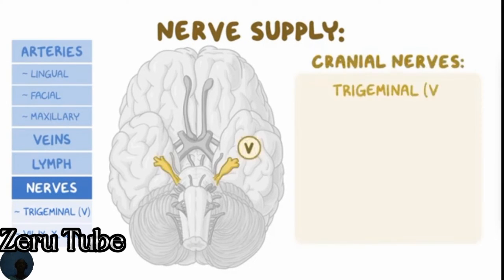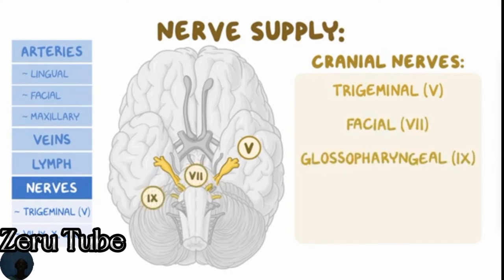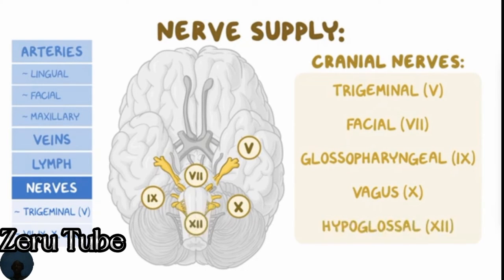There are five cranial nerves that supply the oral cavity: the trigeminal nerve, the fifth cranial nerve; the facial nerve, the seventh cranial nerve; the glossopharyngeal nerve, the ninth cranial nerve; the vagus nerve, the tenth cranial nerve; and the hypoglossal nerve, the twelfth cranial nerve.